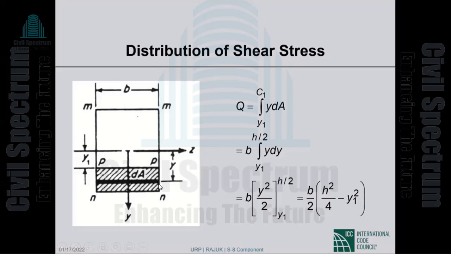The incremental depth of the elemental area. Okay, so we can take the b out of the integral, that doesn't vary with depth. Integral y dy from y1 to h/2. The integral of y is y squared by 2. We take it from the limits of y1 to h/2, and that gives us this. So the Q that we are looking for in our particular case is b/2 times (h squared by 4 minus y1 squared).